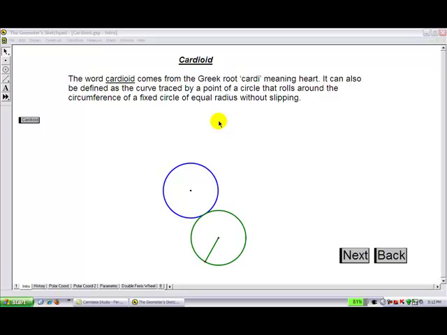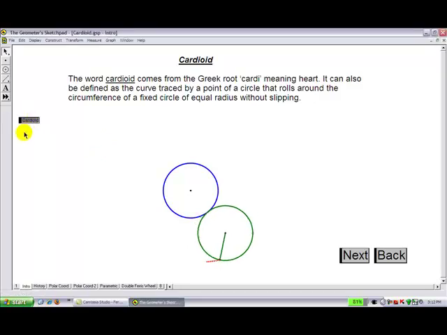Here's a demonstration. The blue circle shown is the fixed circle. The green will be the circle that rolls around the circumference of the fixed circle. As you can see, the red line that is being traced out is our curve, which is the cardioid.